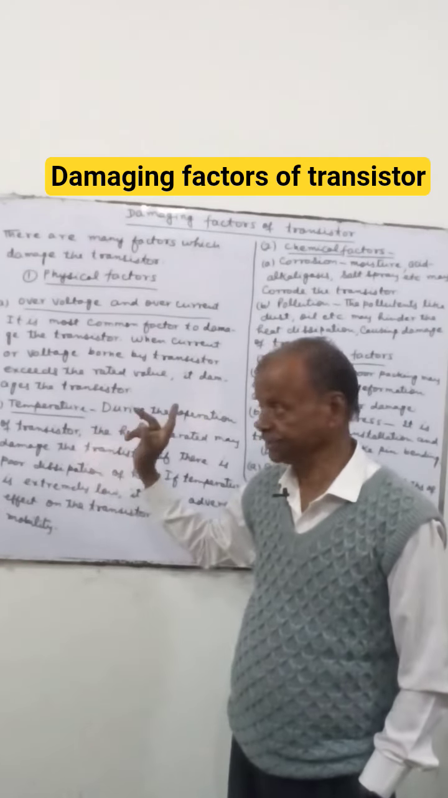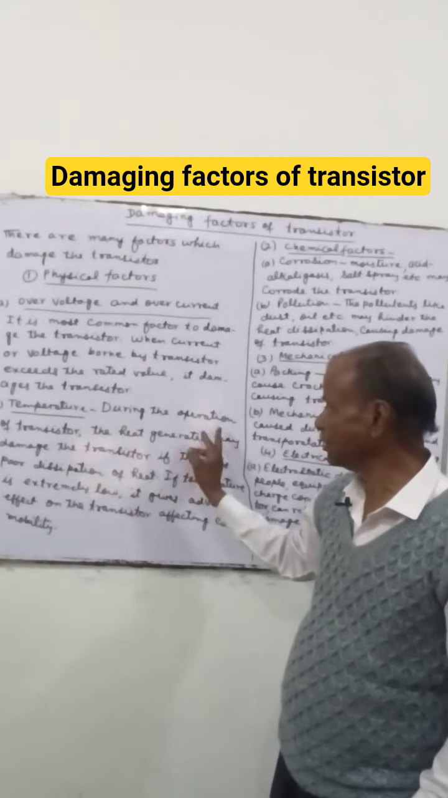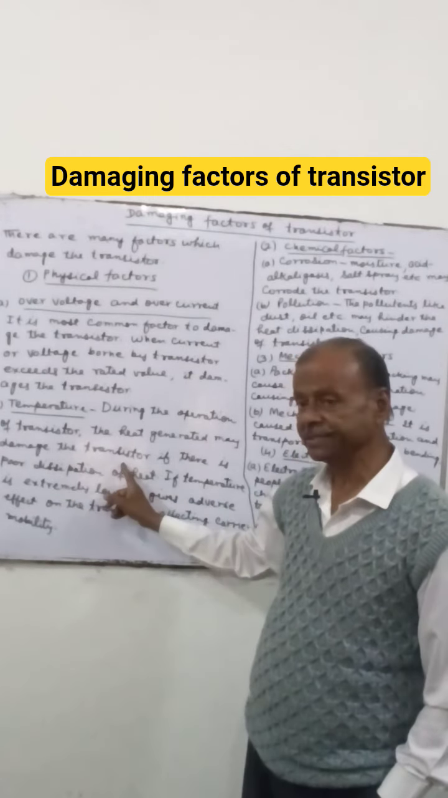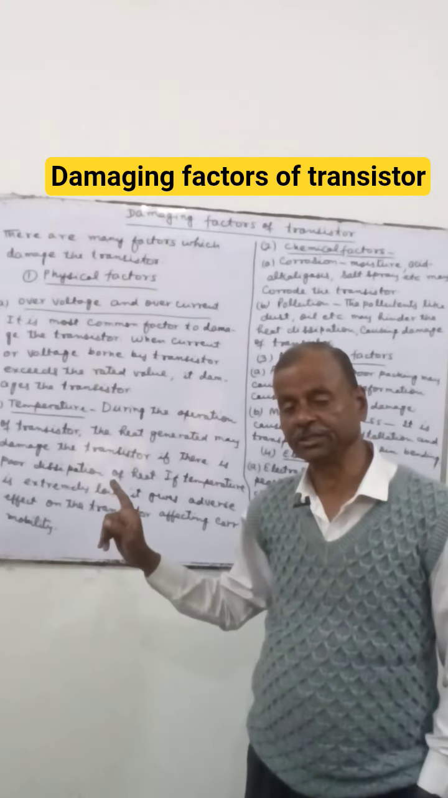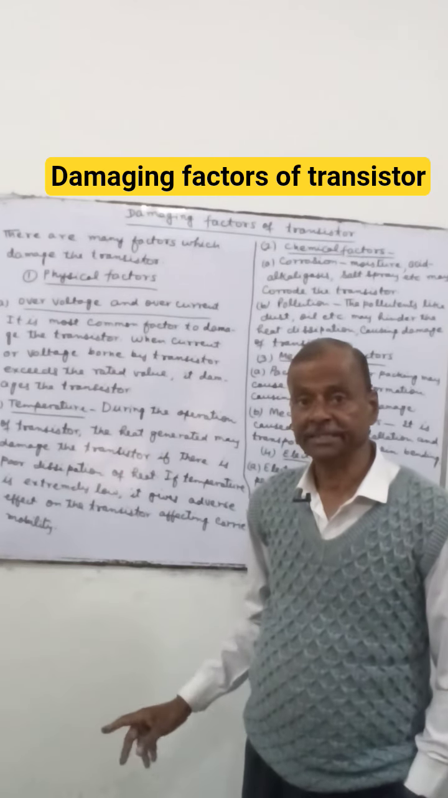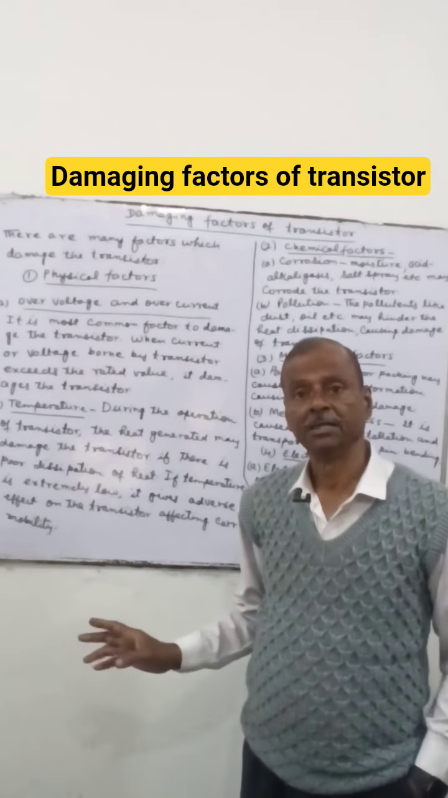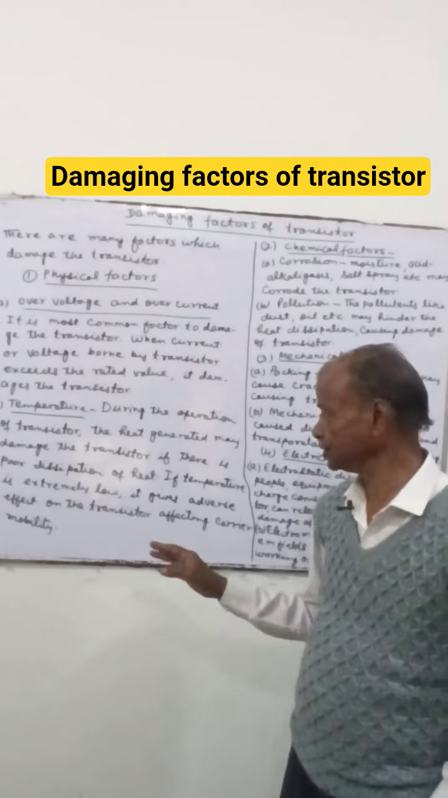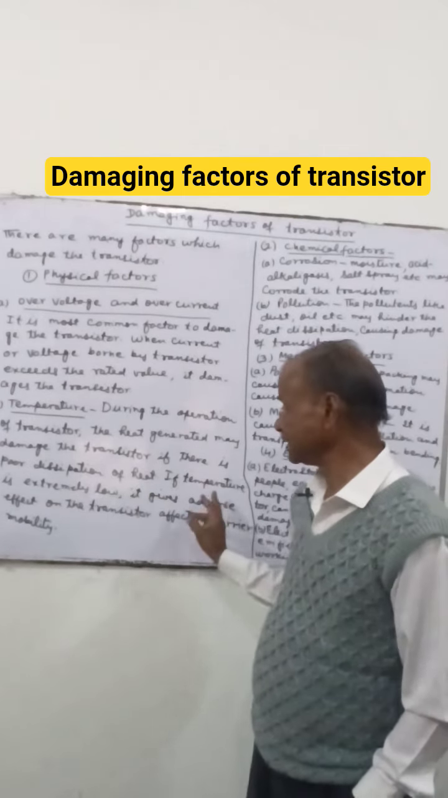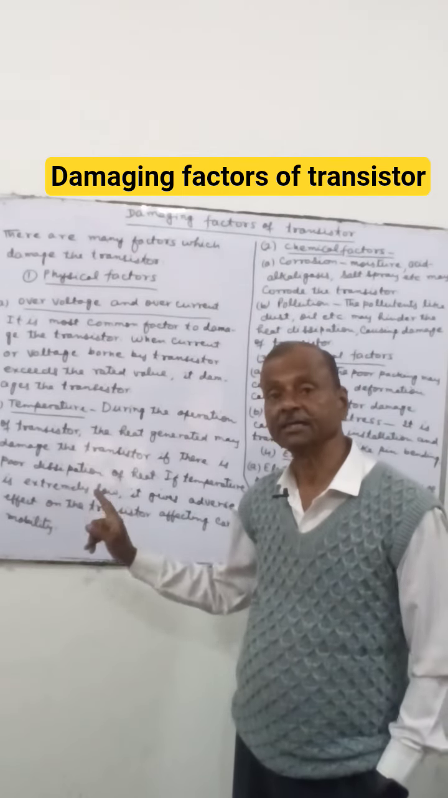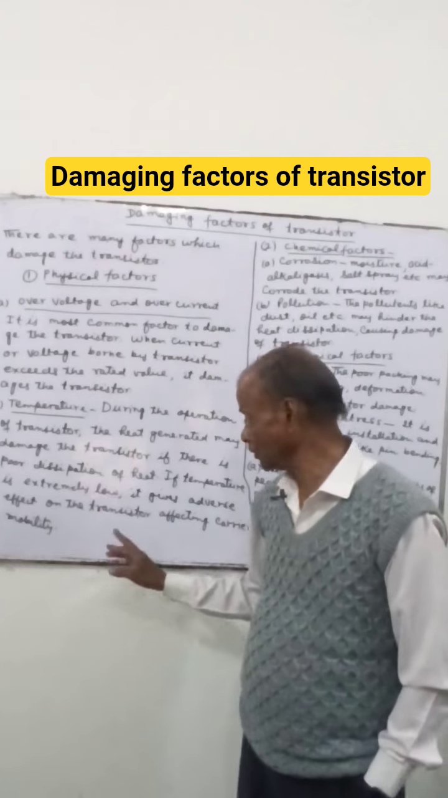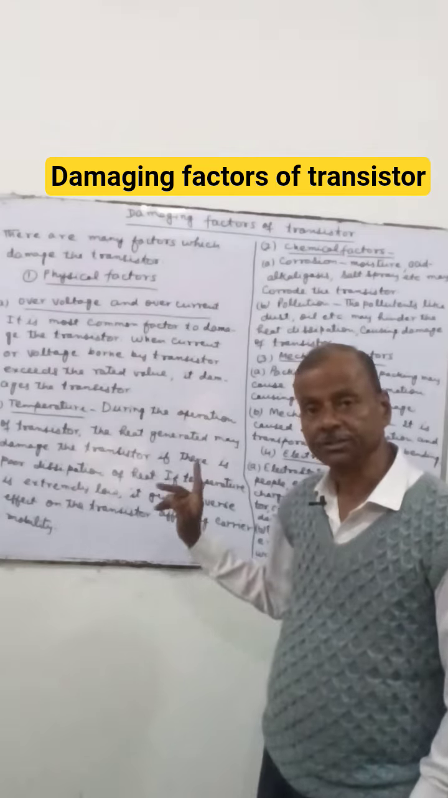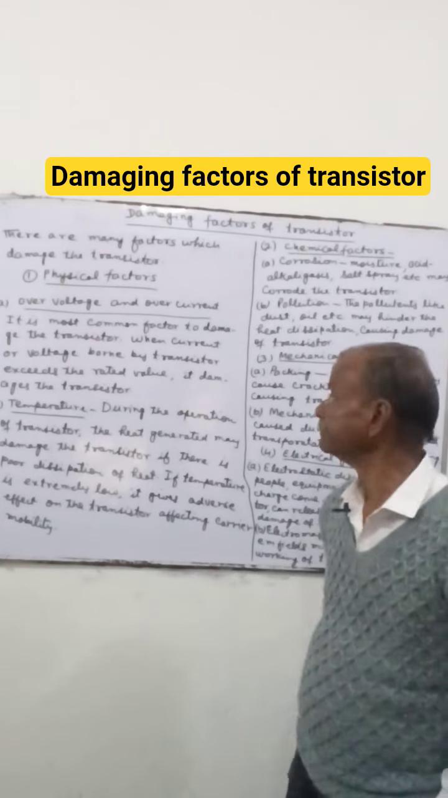and transistor damages. Temperature. During the operation of the transistor, the heat generated may damage the transistor if the heat dissipation is very poor. In that case, the transistor becomes warm and it loses its internal mobility of the charges. Moreover, if the temperature is extremely low, even then the transistor can be damaged because it gives the adverse effect on the transistor, affecting the mobility of the charge carriers.